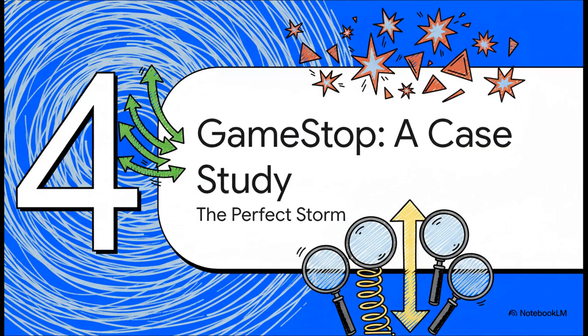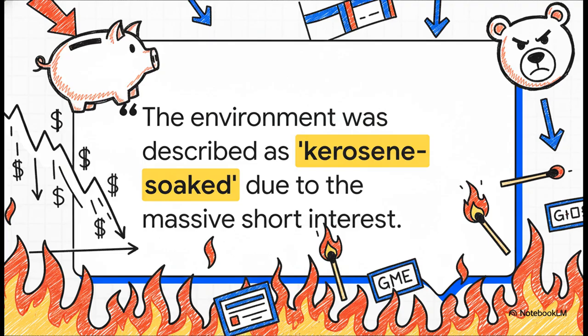So that brings us to GameStop. This was the absolute perfect storm. It was a situation where you had insane levels of short interest, a classic equity squeeze, and a massive gamma squeeze all hitting at the exact same time. I think this quote just nails it: the market for this one stock was kerosene-soaked. You had a company that Wall Street had largely given up on, and hedge funds had placed huge bets against it. The whole situation was just waiting for a match to be dropped.